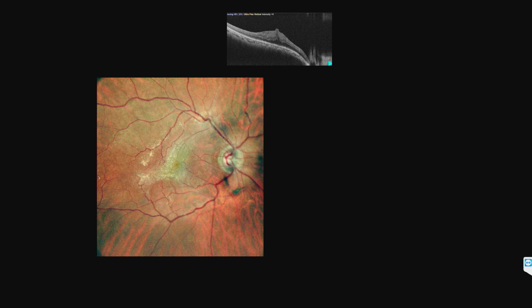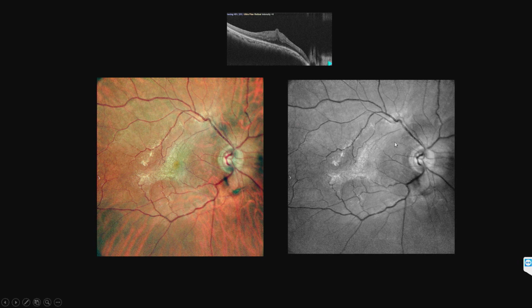So this is the multicolor imaging of an epiretinal membrane. This is the reflectance image. So in an ERM, this helps in better identification of the global area of involvement and also helps us in identifying the edge so that you can have a preoperative planning on where to start the peeling.